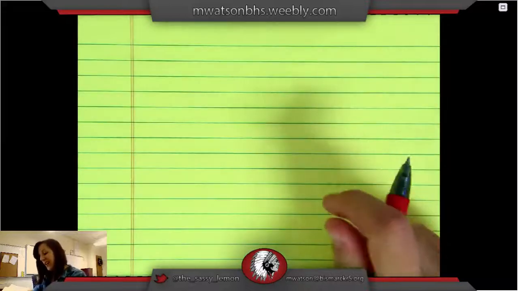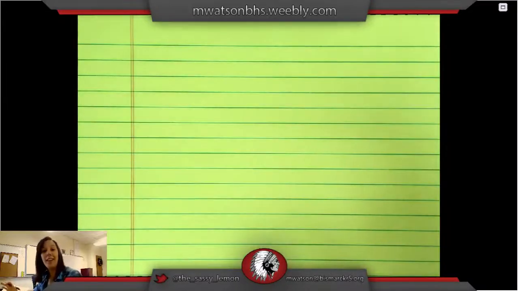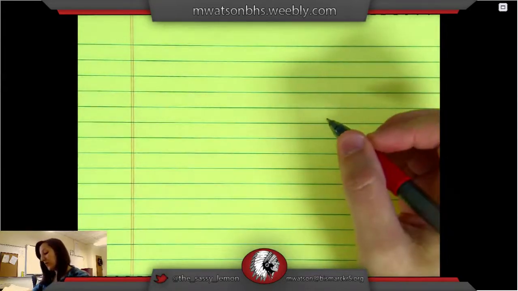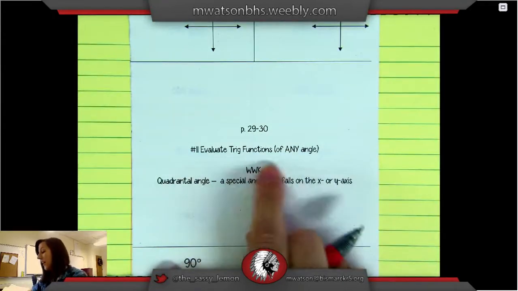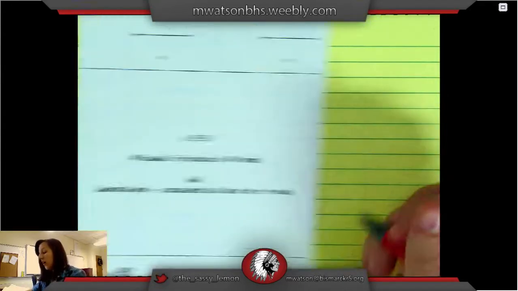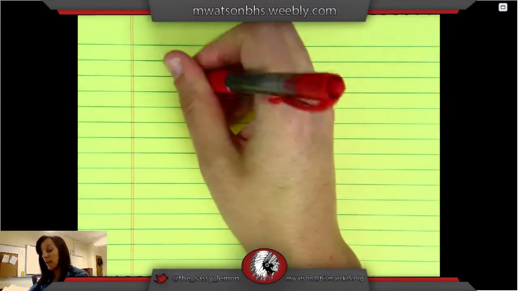Alright, so after that mega test of all those skills, we're finally going to start jumping back into doing more skills. So this first one is called Evaluate Trig Functions of Any Angle. And so far, all we've been working with are acute angles.